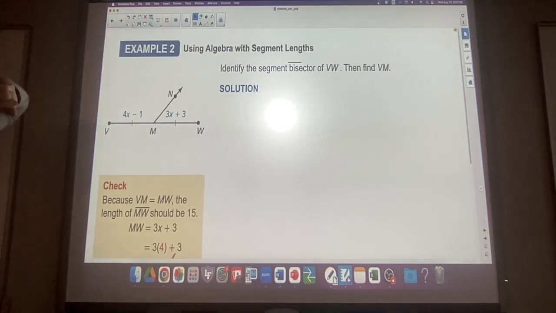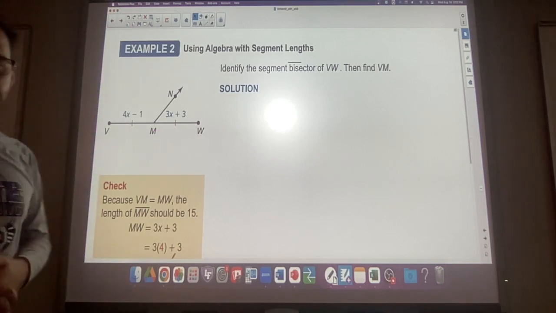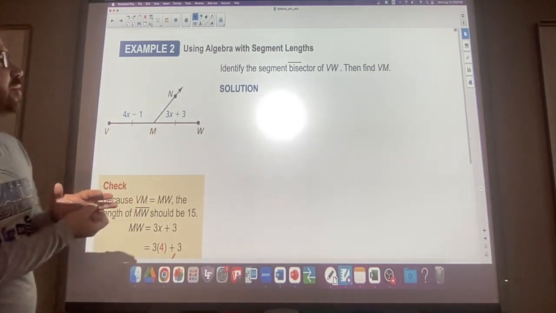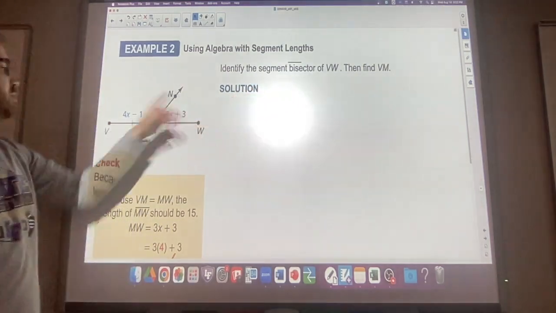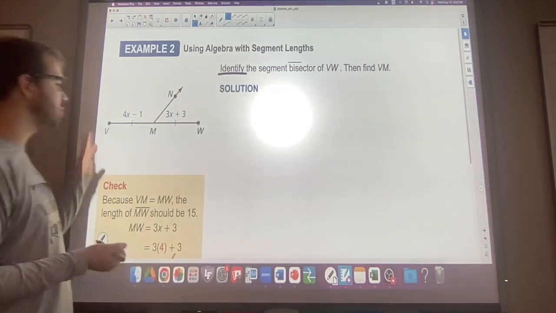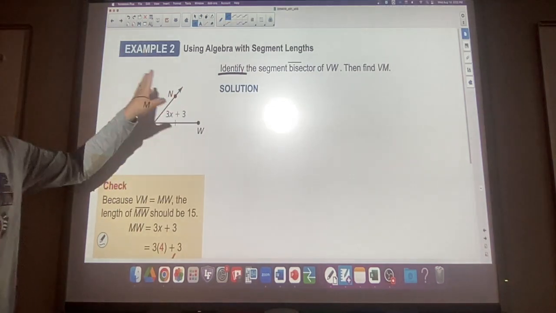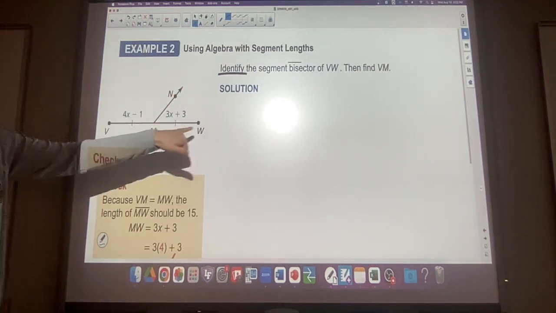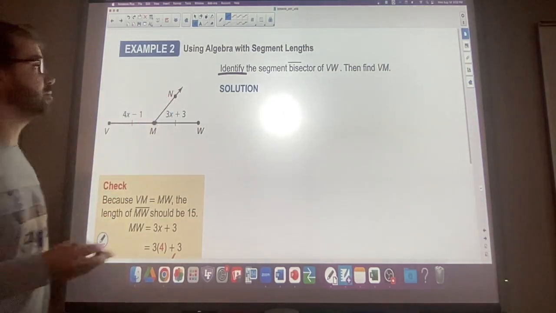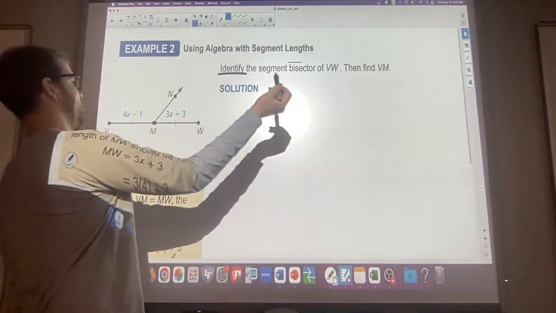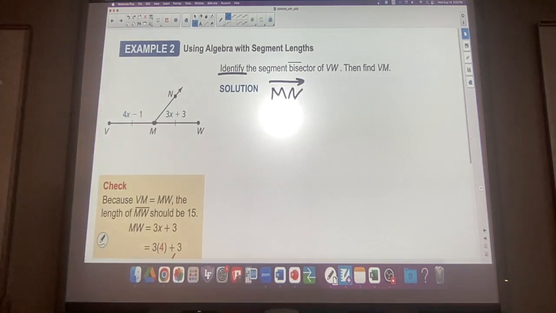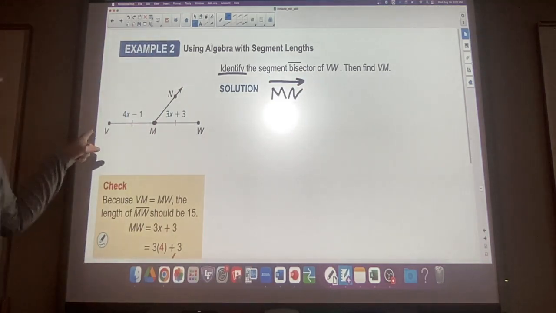All right, this one here is the same thing, except we have unknown values in both of our segments. They tell us that we have a segment bisector, and they want us to find the full length here. Okay, so first I want to identify it. So I'll just stop here and draw this picture down because you're going to see this quite a bit. You need to have an example of this. So we're going to identify our segment bisector. Okay, our segment bisector is this ray here. So we'd say that it's, what is it, MN? Ray MN. And then we have to find this length VW.